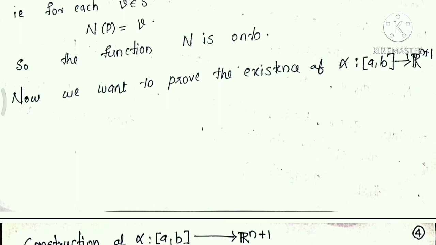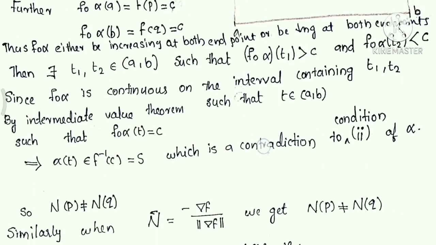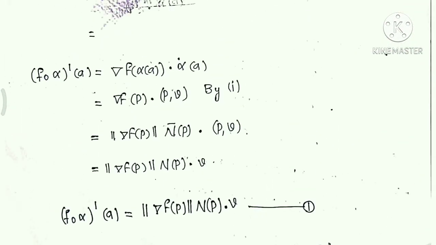Now we want to prove the existence of alpha from [a,b] to R^(n+1), which satisfies these conditions.